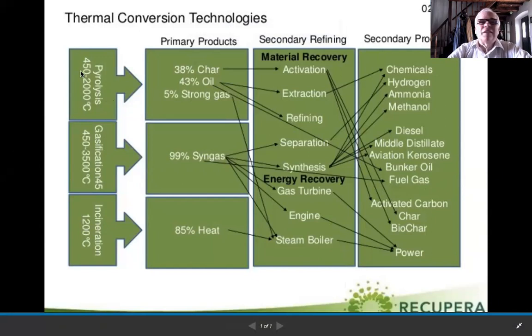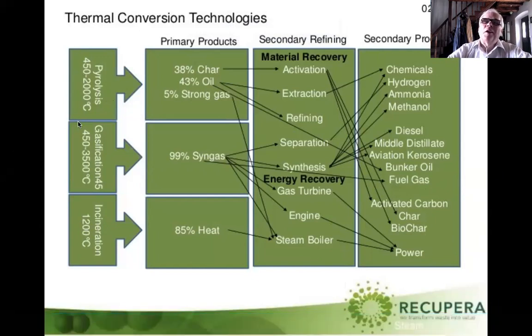Here are the temperatures where normally the process is done. For pyrolysis it is from 450 degrees, in our case, which is low temperature conversion. And a lot of people outside are doing pyrolysis up to 2000 degrees. A common temperature is around 1000 degrees.